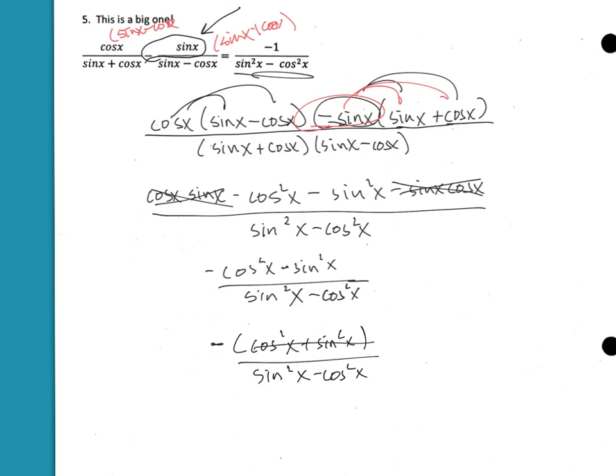And what do you know? Cosine squared plus sine squared is 1. And so we get negative 1 over sine squared x minus cosine squared x. Please write the answer. I know that this is the answer. You know that that's the answer, but I want to know that you think you're finished. So please write the answer. It's as simple as copying it from up top, but please write the answer. Show that you are finished.